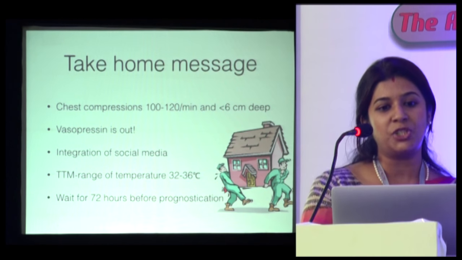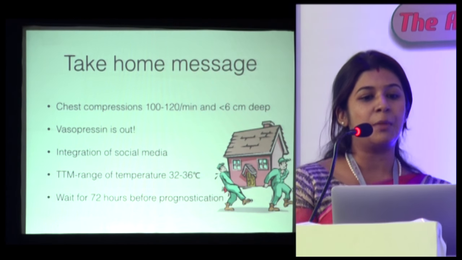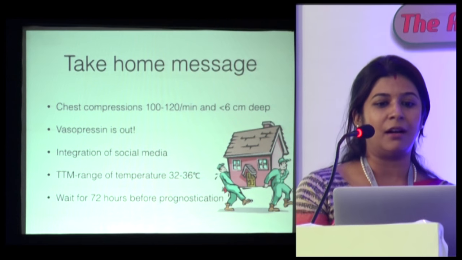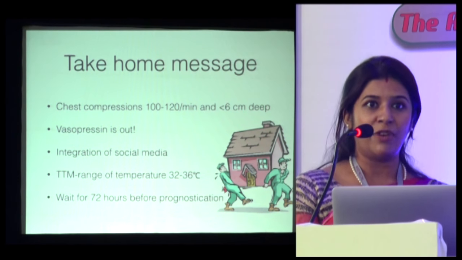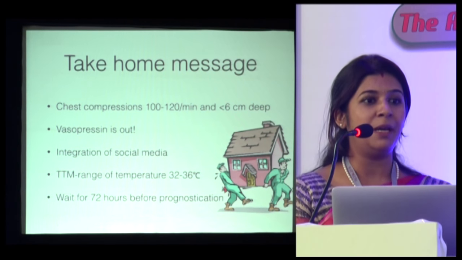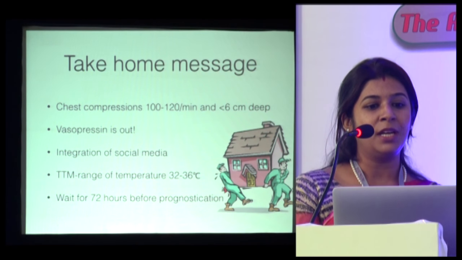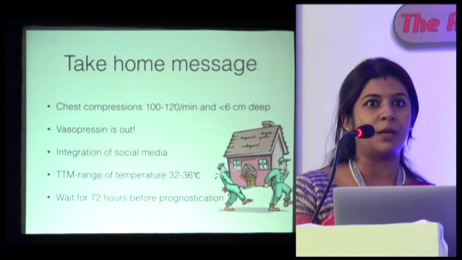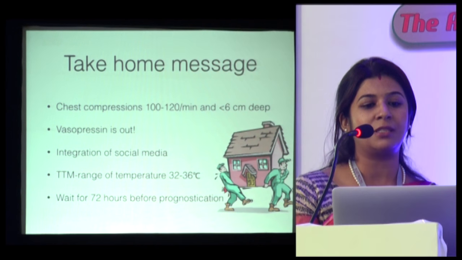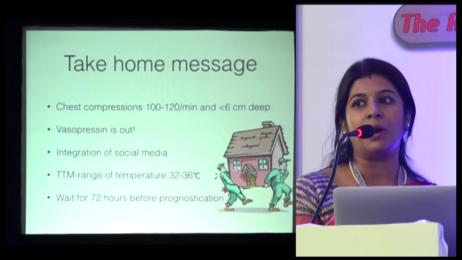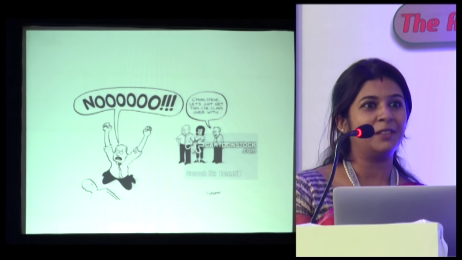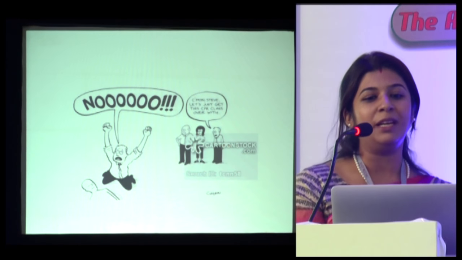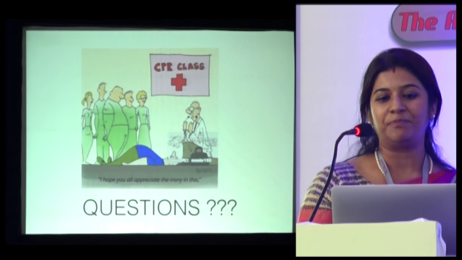So the take home message for my talk today is that chest compressions should be performed at 100 to 120 beats per minute, and should be less than 6 centimeters deep. Vasopressin is out. There should be integration of social media. TTM, or targeted temperature management, has been mentioned over the range of temperatures 32 to 36 degrees Celsius, and we need to wait for 72 hours before prognostication. I wish I could continue my talk further, but in the stipulated time I had to complete. So, any questions?